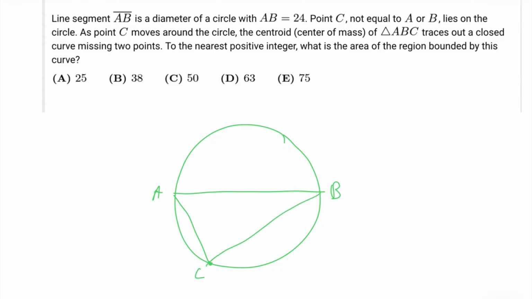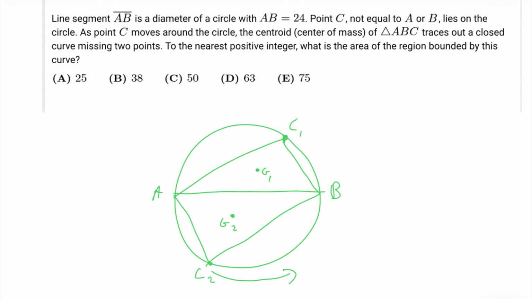The centroid is the center of the triangle. So for example, this point right here, I'm just going to name this G. That's going to be the centroid. So essentially, as you move C, point G is going to trace out a closed curve. Across from it, it's also going to be G. And then, for example, I'm just going to let C be right here. So that's going to be C1, C2, G1, G2. So technically, we see that we have two triangles when you move C along.